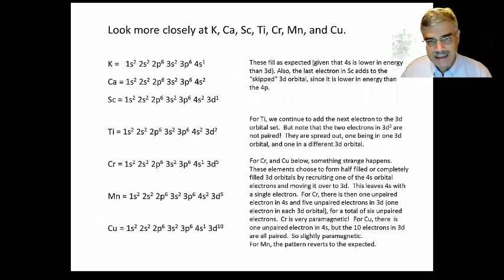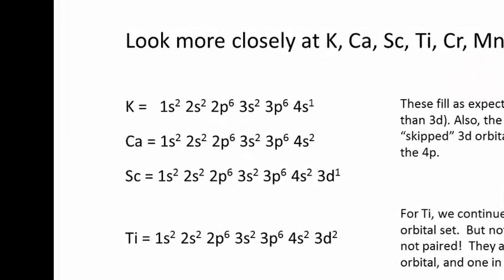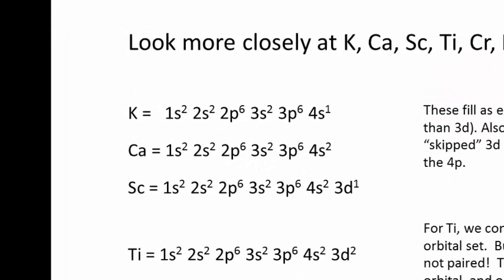So let's look a little bit more at some important elements: potassium, element 19, calcium 20, scandium 21, and then others in that same row: titanium, chromium, manganese, and copper. Potassium has filled the orbitals 1s2, 2s2, 2p6, filling row 2, and then 3s2, 3p6, and then we go to the fourth row, 4s1. This is as we would expect.